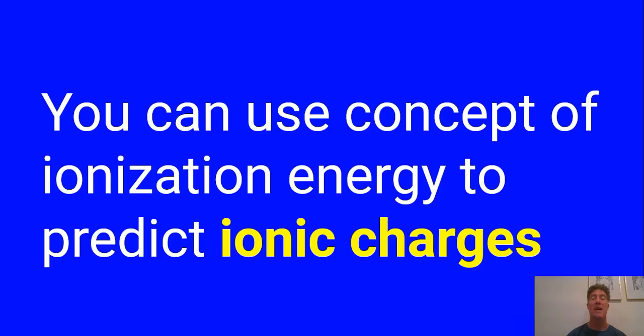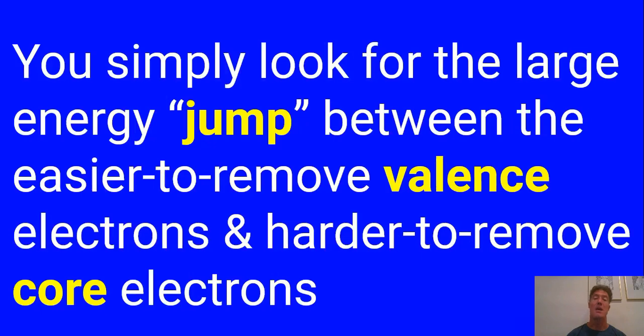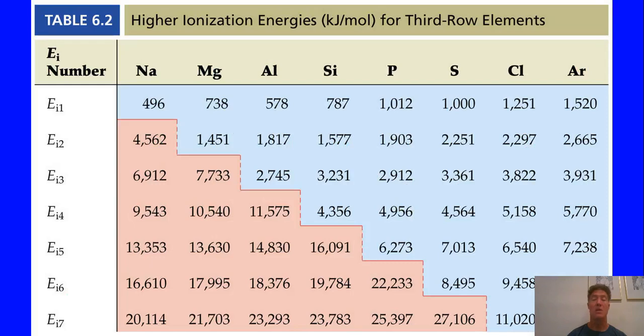So we can use the concept of ionization energy to predict ionic charges. If we see the jump between the easy to remove valence electrons and the hard to remove core electrons, then we know the number of valence electrons, we know what family it belongs to, we know what kind of ions. This is going to form a +1. It's going to get rid of this easy electron, and then it's going to be more stable. It's going to be harder. This is going to form a +2, +3.